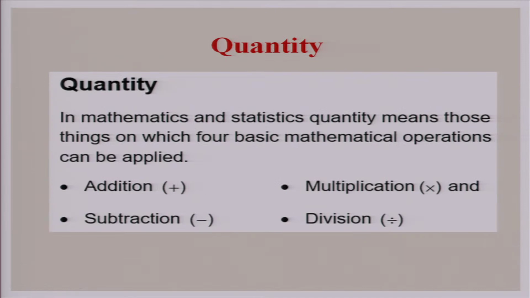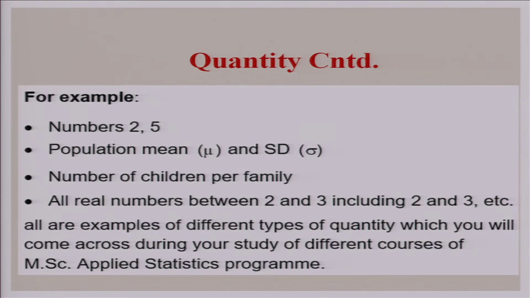Now we come to the first point in the title, quantity. Quantity in mathematics or statistics is that thing on which you can apply the four basic mathematical operations: addition, multiplication, subtraction, and division. Anything on which you can apply these four operations is known as quantity. For example, 2 and 5. If you have some numbers 2, 5, 7, 8, you can add them, you can subtract them. These are examples of quantity.